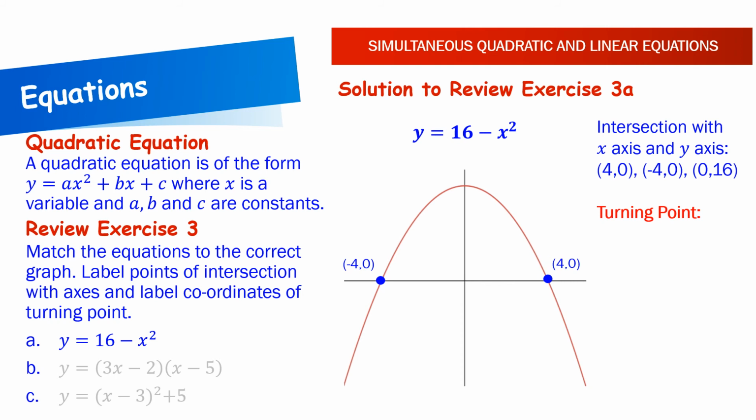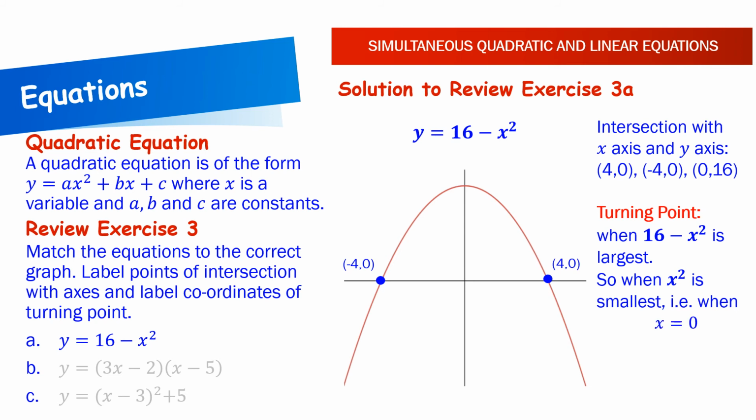What about the turning point? When 16 minus x squared is largest, that's when the turning point occurs, i.e. when x squared is smallest, because notice x squared is positive and we are taking that away from 16. What is the smallest value a positive number could take? Clearly it's x equals 0, and when x equals 0, y equals 16. Hence the turning point is at 0, 16.